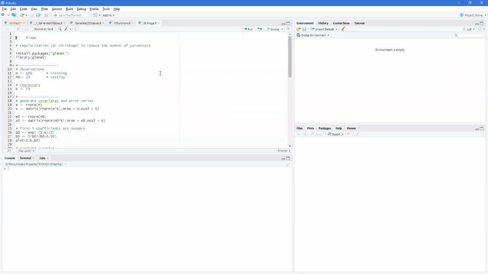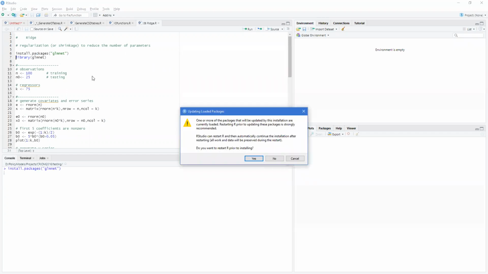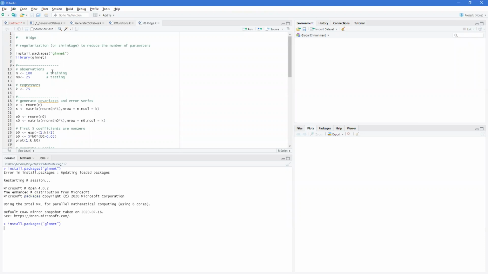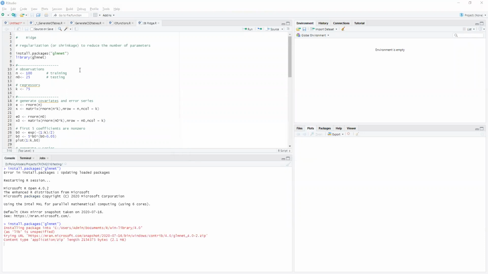In this one, we're going to be looking at the ridge regression, which is another regularization or shrinkage approach to reduce the number of parameters so that you don't have to have as many regressors. Now, we're going to bring in our package, glmnet. Might take a minute to do. And then we'll load our library.